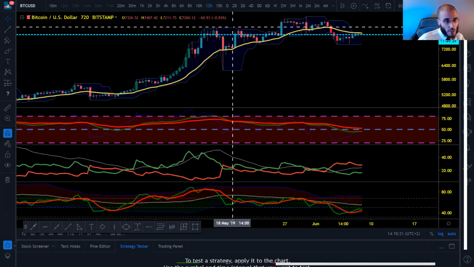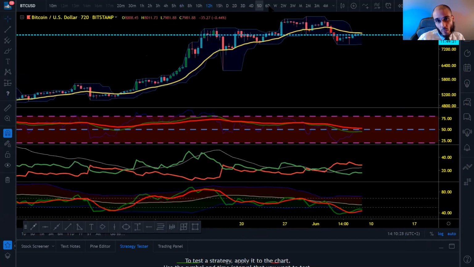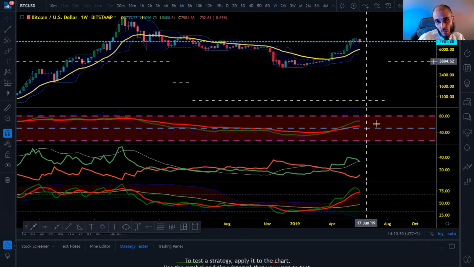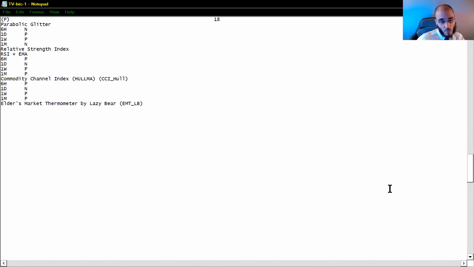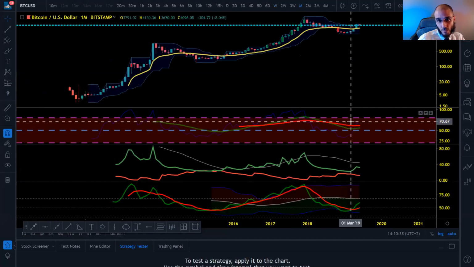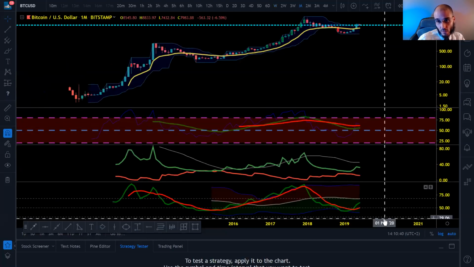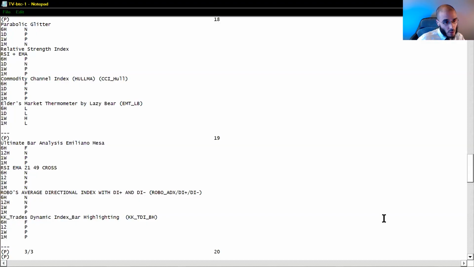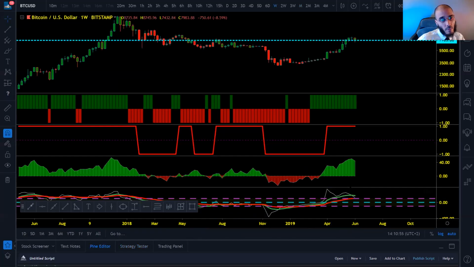Now let's look at the 1 week. Positive, positive, positive, positive. Everything is positive on the 1 week. And the 1 month. Positive, negative, positive, positive. So the second one is negative and all the rest is positive. Okay, and let's jump to the next indicator. So this one is more positive and negative to me, and the next indicators are, let's look at the 1 month.